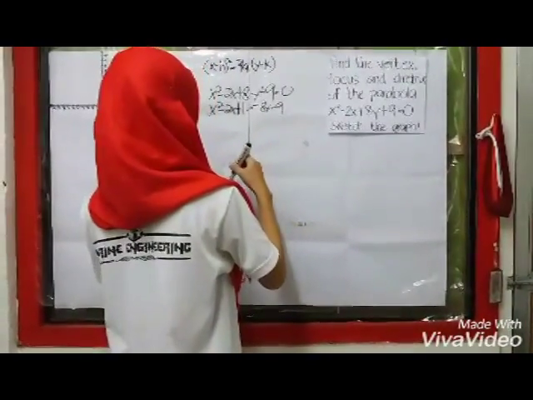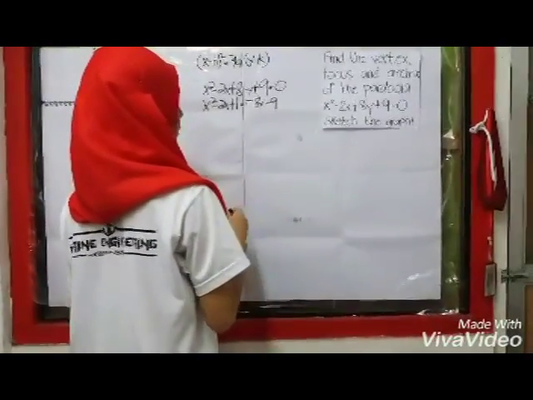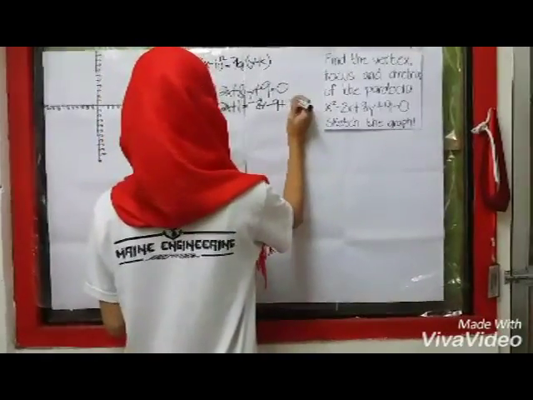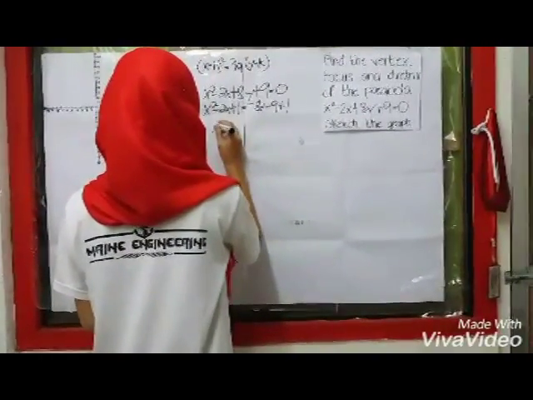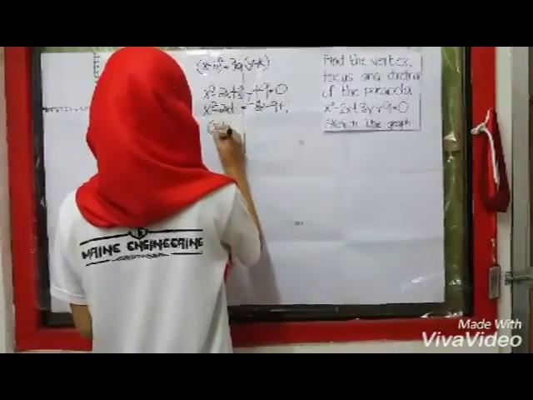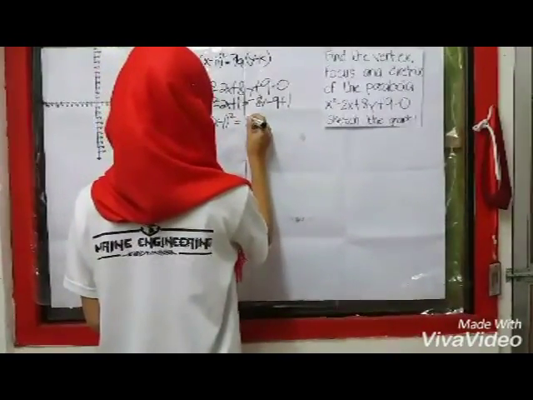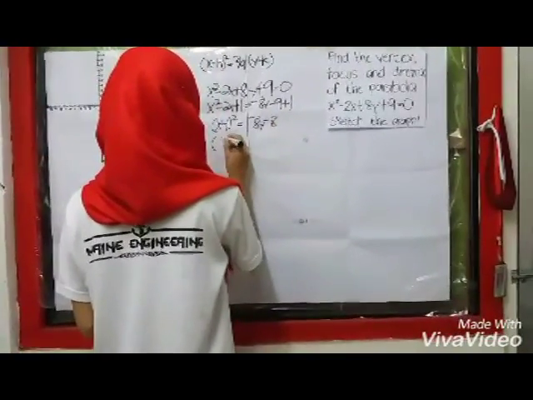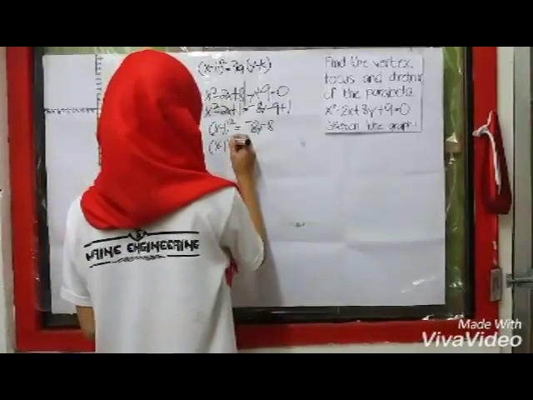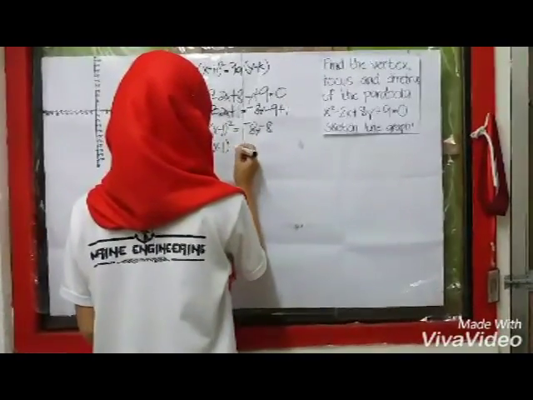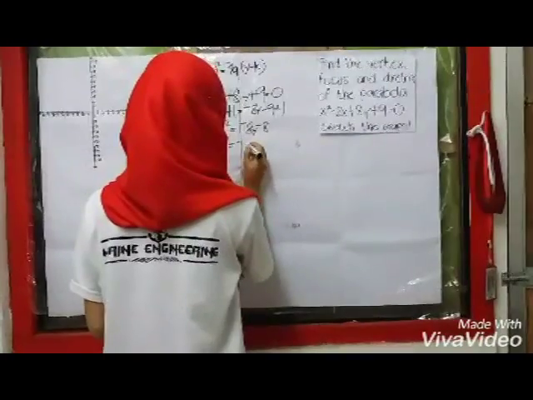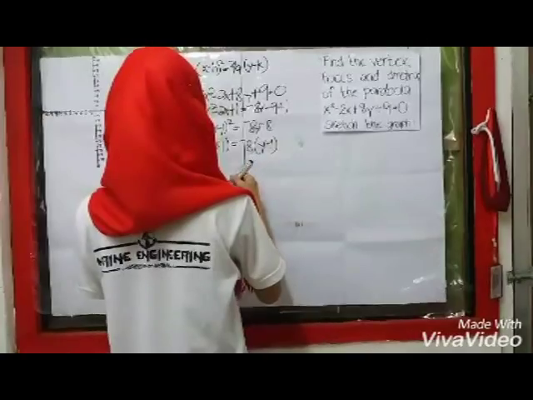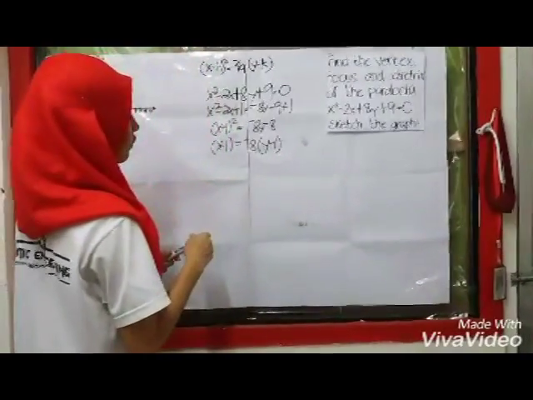In order to keep our equation balanced, we added 1 on the left side, so we need to add 1 also on the right side. Therefore, we have (x minus 1) squared is equal to negative 8y minus 8. Now, (x minus 1) squared is equal to negative 8 times (y minus 1). So we now have our standard form.